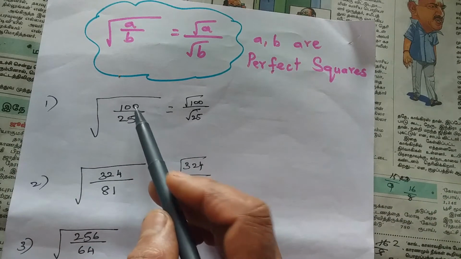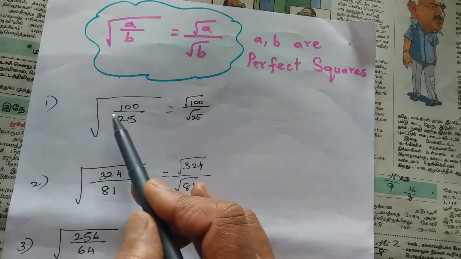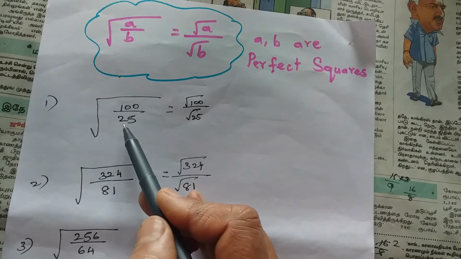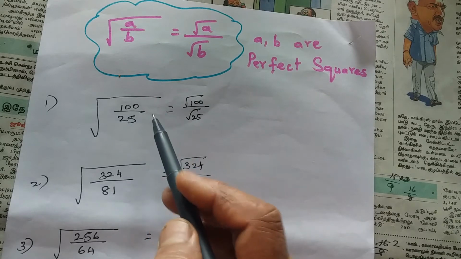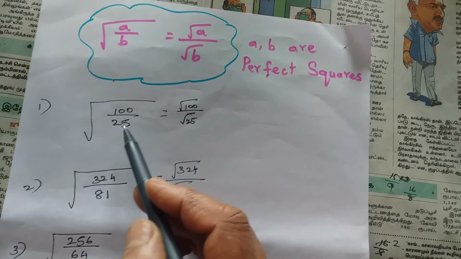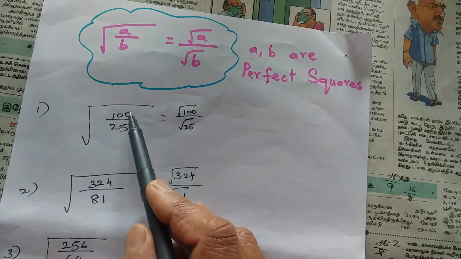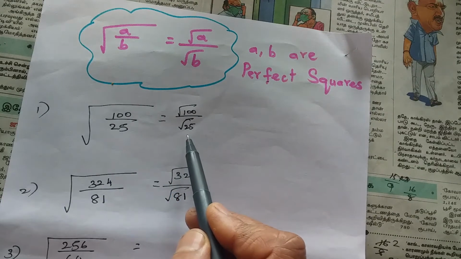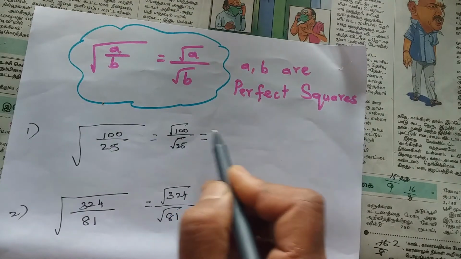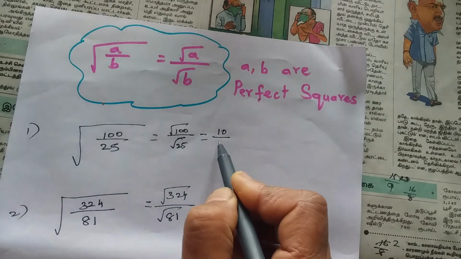As soon as you see this, we think of doing the division first. Divide 100 by 25, you get an answer, and then find the square root. Instead, how can we split it? Root of numerator by root of denominator. Now it has become easy. What is root of 100? It is 10. Root of 25 is 5.